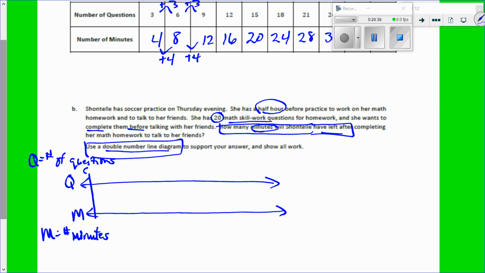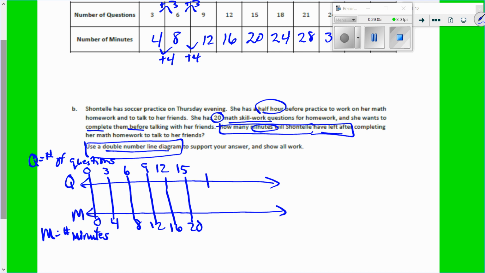At 0. Our next interval is 3, 4. Our next interval, 6, 8. 9, 12. How far do I need to go? 12, 16. Till what? Good. 15, 20, 18, 24, and 21, 28.